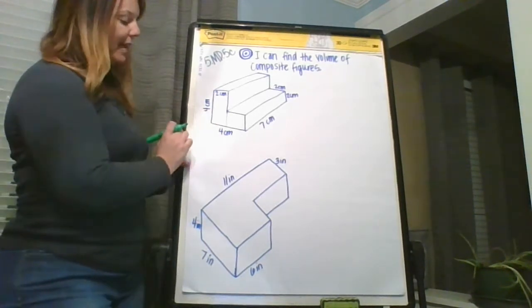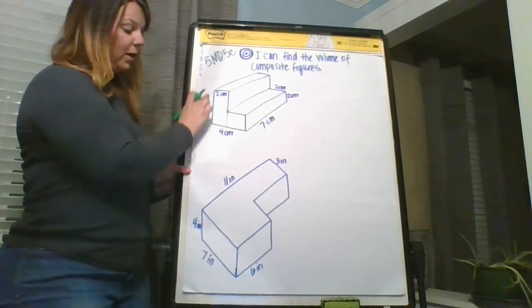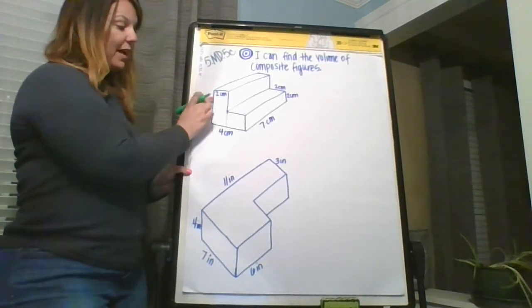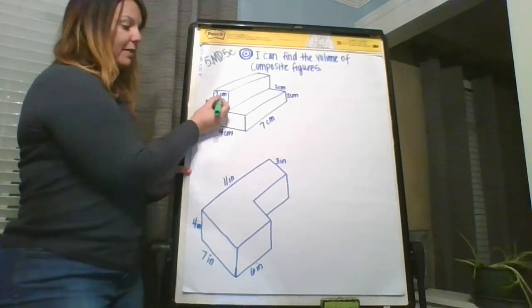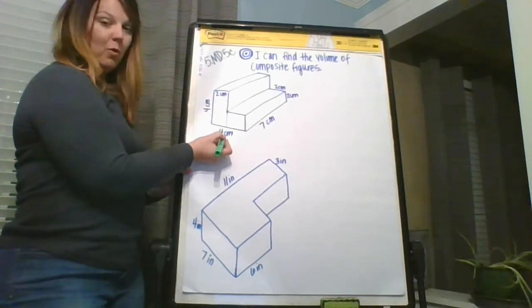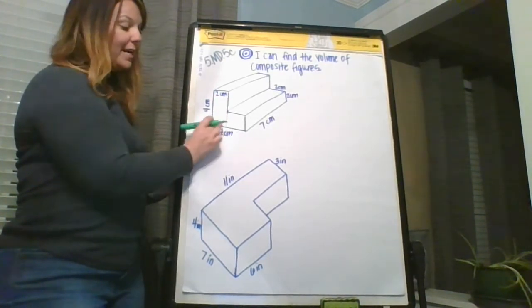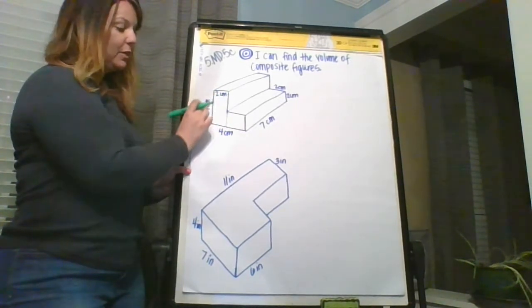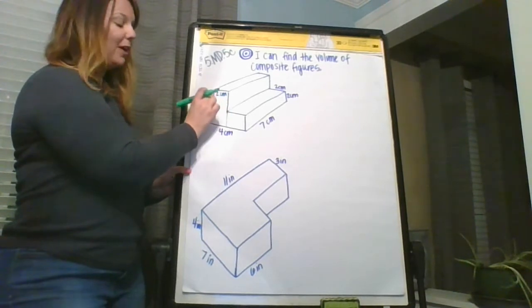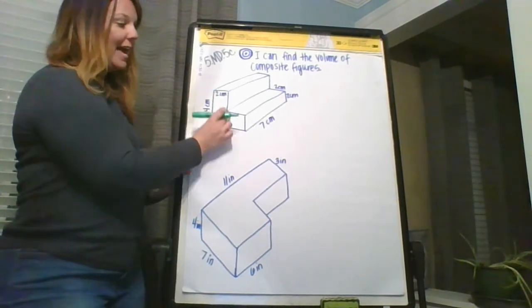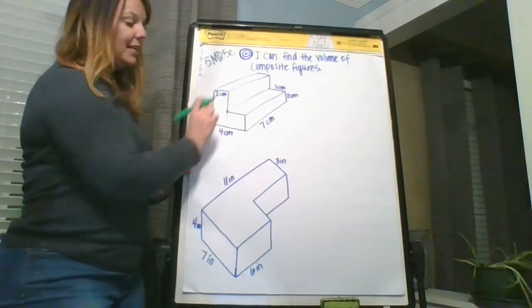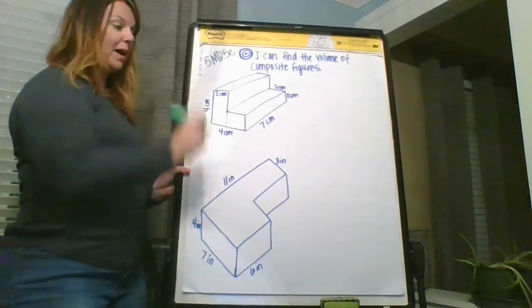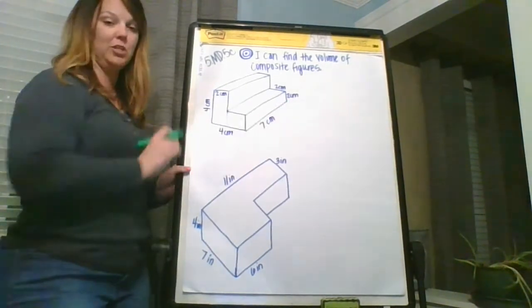So in the back rectangular prism, I have a height of 4. I have a width of 2. Notice I'm using the width of 2 and not the width of 4. That's because the width of 4 is for the entire base here, and we only need part of it. So I have a height of 4, a width of 2, and a length of 7, because the entire composite figure has the same length, which is 7.